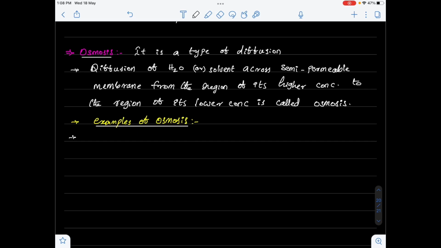Generally, we know that the plant roots absorb water, and this absorption of water by plant roots occurs by osmosis. And another example is absorption of water by unicellular freshwater organisms like amoeba, they live in water.